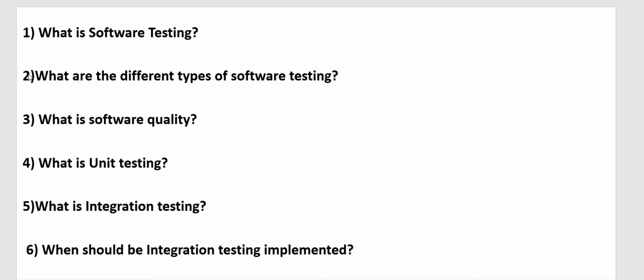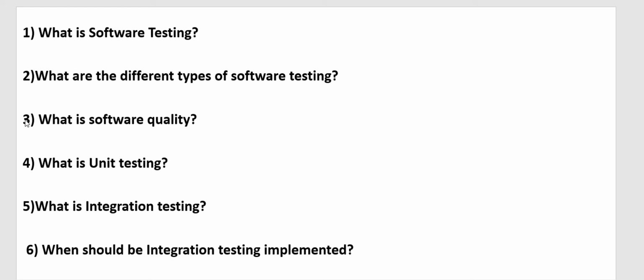What are the different types of software testing? There are multiple different types of software testing. I'm going to mention a few important ones. Unit testing, integration testing, regression testing, smoke testing, functional testing, white box testing, black box testing, load testing, stress testing, performance testing, alpha testing, beta testing, system testing, incremental integration testing, sanity testing.